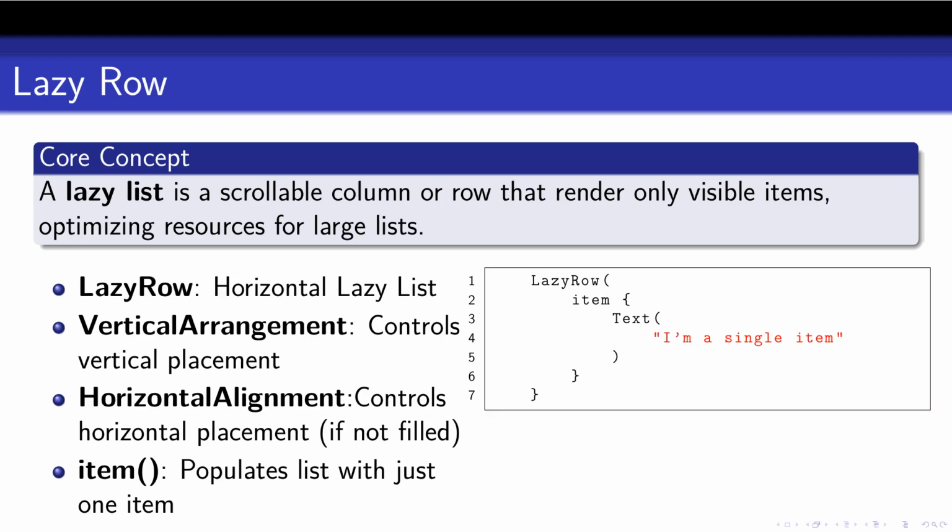LazyRow works just like LazyColumn, but scrolls horizontally. It's useful for layouts where items need to scroll side to side instead of up and down. Both LazyColumn and LazyRow can use items for a list or item for single components. This layout also allows for alignment configuration, helping ensure that your content is well positioned within the row.